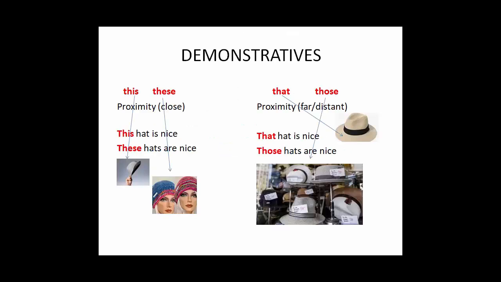In this demonstrative slide, you'll notice that there are two different ways to refer to the hats. If the hats are in close proximity to you, as the one with the person holding the hat in the hand, it would be this hat. This hat is nice. In the second image, you see two women in close proximity, and this would read, these hats. These hats are nice.